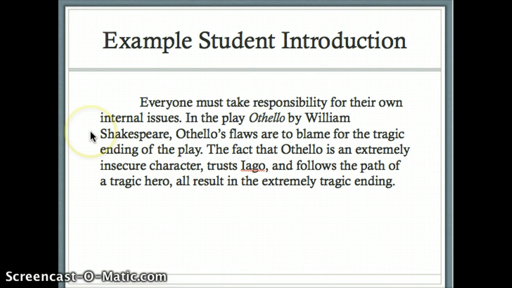So this student has a clear thesis. "In the play Othello by William Shakespeare, Othello's flaws are to blame for the tragic ending of the play." So that's a very clearly stated thesis statement that mentions the genre, so the play, the title, and the author. So all those things are important, and you should introduce them in your introductory paragraph. And then you should have a thesis that can be argued.